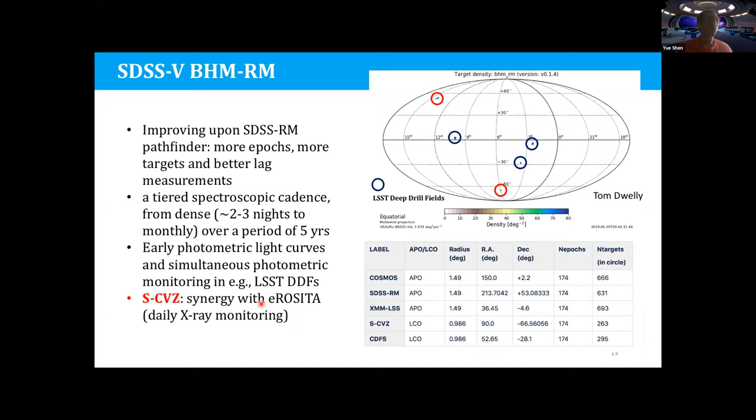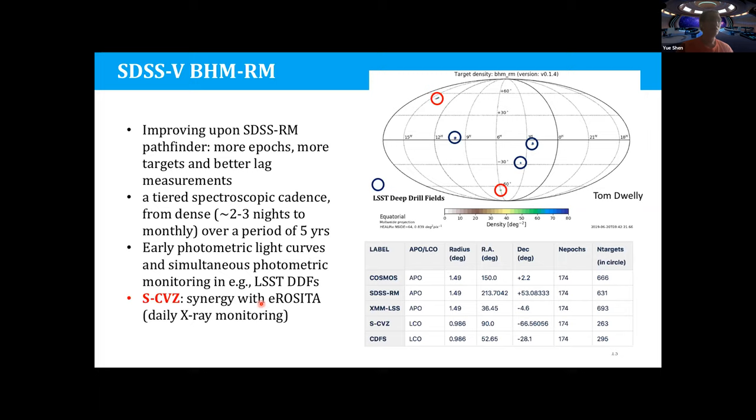BHM-RM will improve upon the pathfinder SDSS-RM program. We're going to get more epochs, more targets, and we'll measure better lags. We feature a tiered spectroscopic cadence, from very dense sampling of 2 to 3 nights to a rolling monthly cadence over a period of 5 years. And we are already preparing our early photometric light curves to effectively stretch the time baseline.